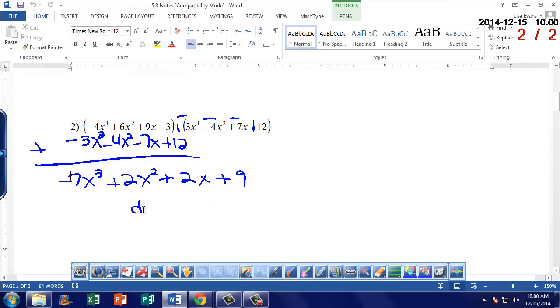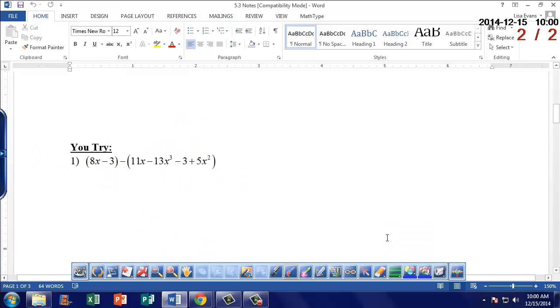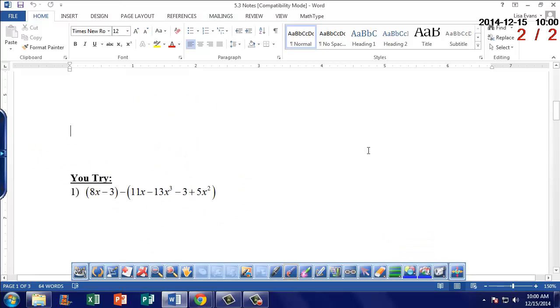The degree in this problem is also 3, which again makes it a cubic. And the lead coefficient, I call that LC, is -7. I would like you to take a second to pause the video, or actually a minute, and try the try on your own, or you can go ahead and do that when you are finished watching the video. It's nice to do it as you just watch me do it, though, because then it's fresh in your head and then you're practicing it on your own.